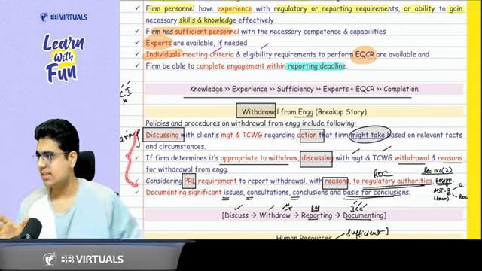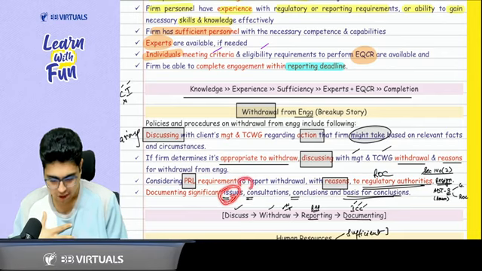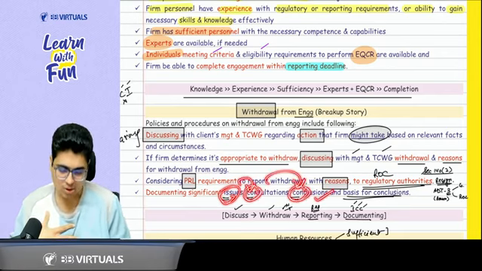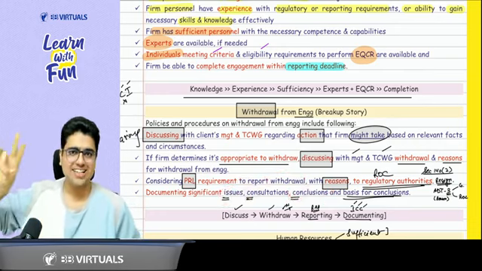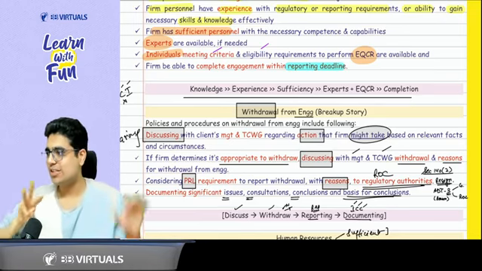3 points done, sir. And last, you need to document what is the issue you were facing. On the issue, what is the consultation you took, and on the consultation, what were the conclusion that you reached. So issues, consultation, conclusion. Say with me. Issues, consultation, conclusion. These things you need to document.